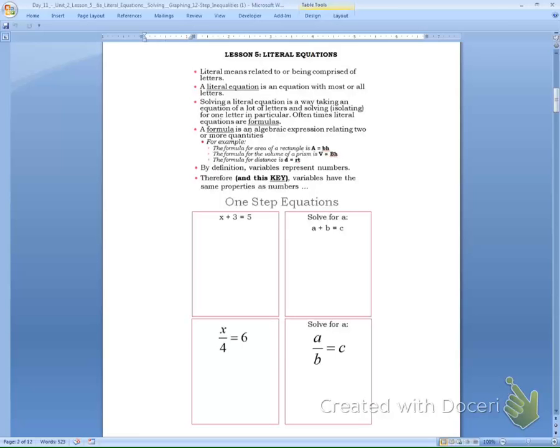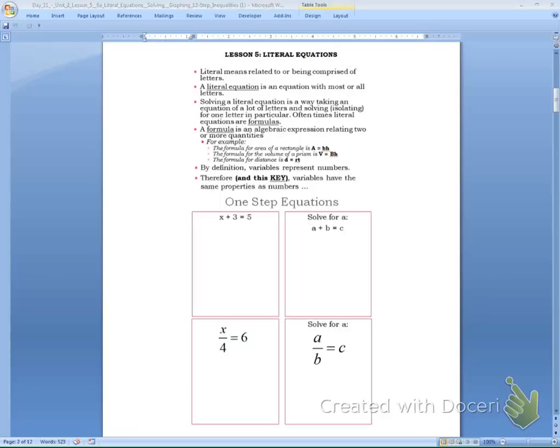This is Day 11, Lesson 5, Literal Equations. The objective in this lesson is that you are able to rearrange an equation for any variable that might be in the equation. So literal means related to or being comprised of letters. A literal equation is an equation with most or all letters or variables.